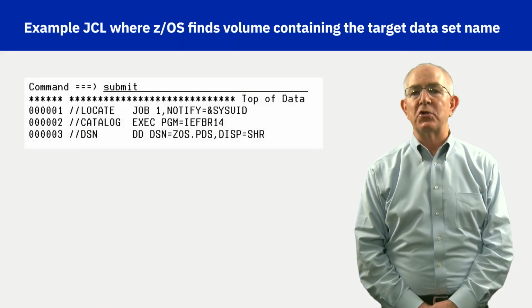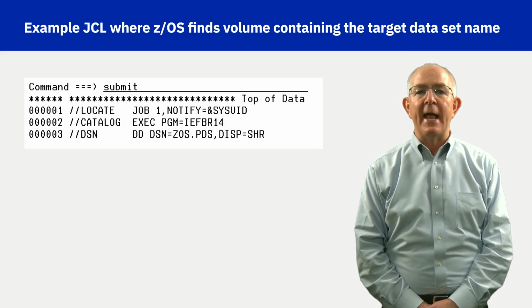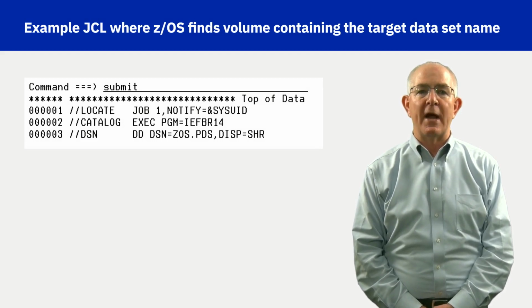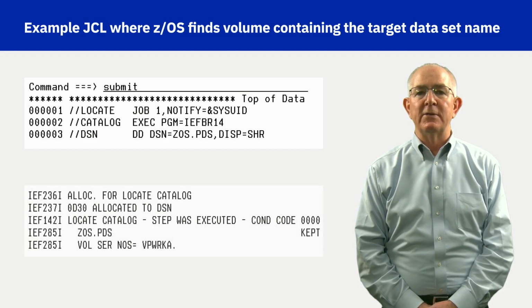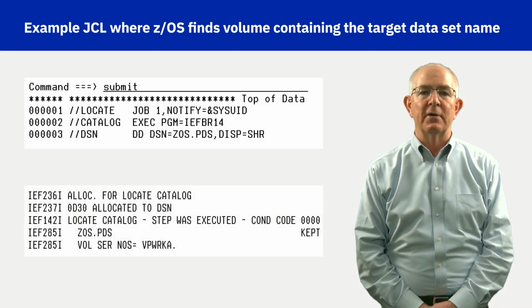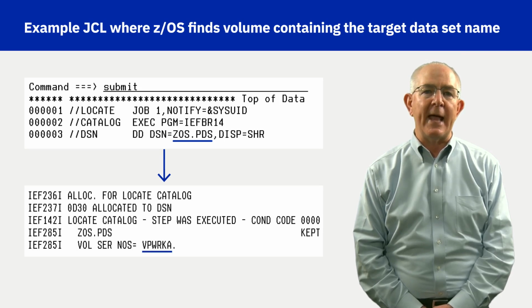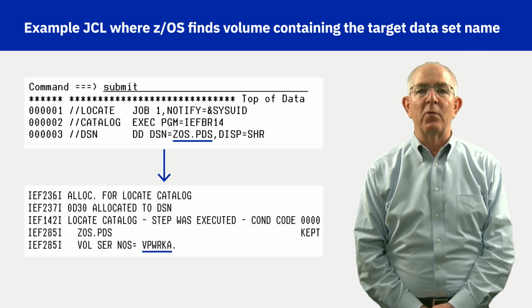The JCL shown only provides ZOS.PDS and a disposition of share on the DD statement. When submitted, the z/OS catalog structure directed the search for ZOS.PDS to the volume label VPWRKA, where the VTOC would follow through with finding the dataset name extent locations.